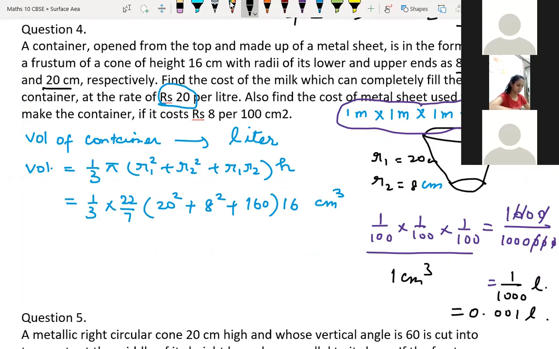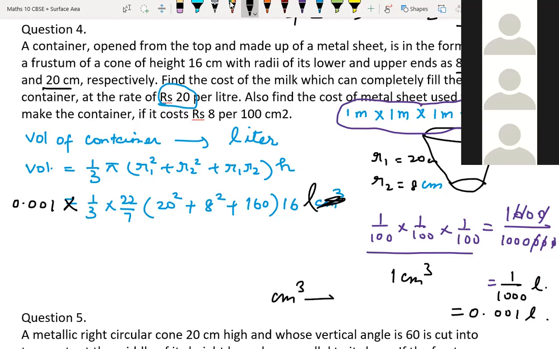Now here what you need to do, same thing, you multiply here by 0.001, and you can write here directly liters, okay? Then you can solve this. Is it clear, children? So what you need to do here is divide by 1000. So directly you remember that centimeter cube to liter, you have to divide by 1000. So here you do 1 by 1000 and solve this question and get the answer.